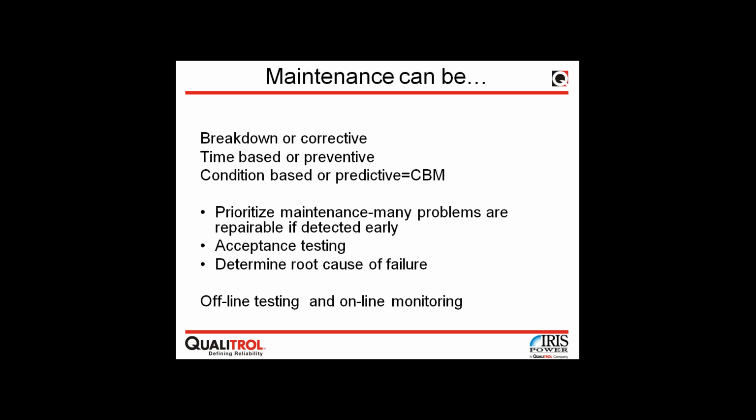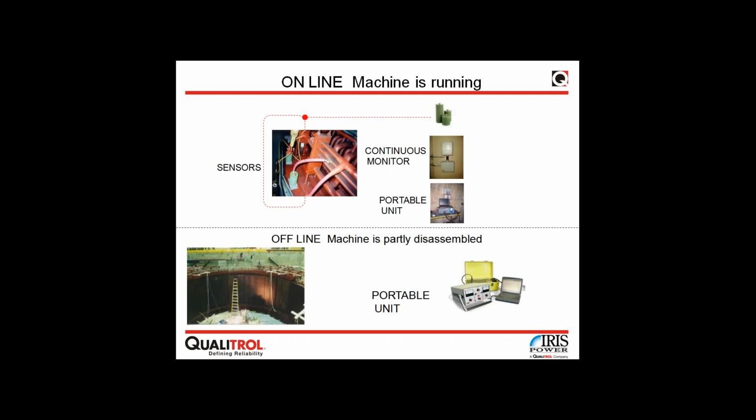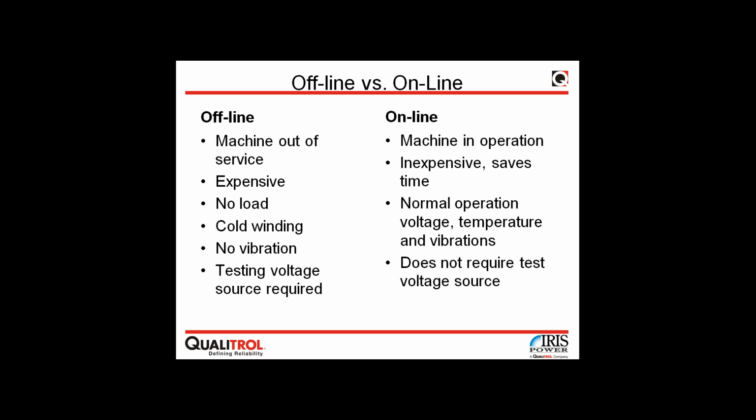To show the difference between offline testing and online monitoring, I will show a slide indicating that in online, the machine is running, and some sensors will have to be installed there in order to collect data, either with a continuous monitor or a portable unit. So online monitoring implies both periodic data collection or continuous data collection. On the other hand, offline is done when the machine is stopped or necessarily disassembled, and different units are brought in to generate voltage or current or whatever is required to perform the test. So there are big differences, and they are listed here, offline versus online.